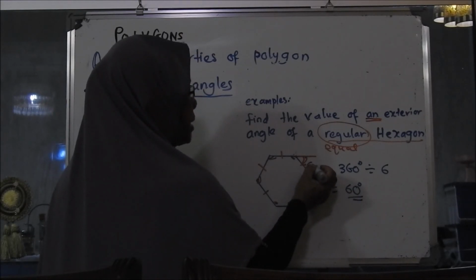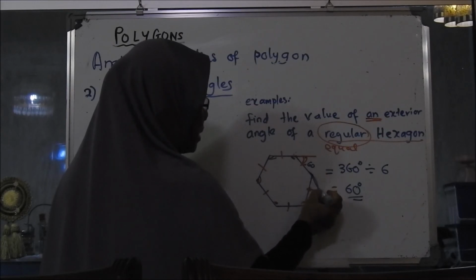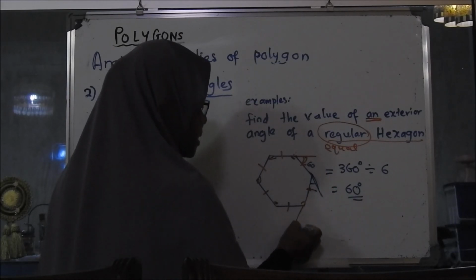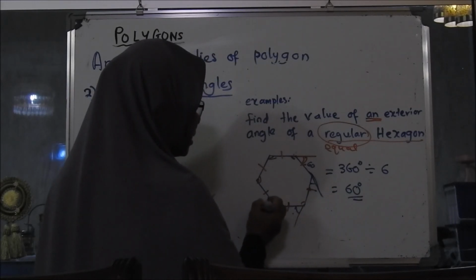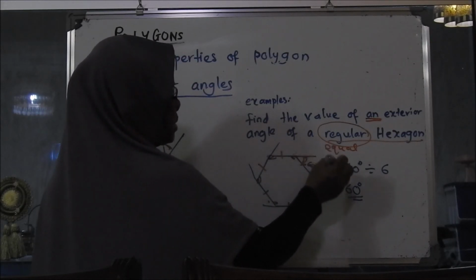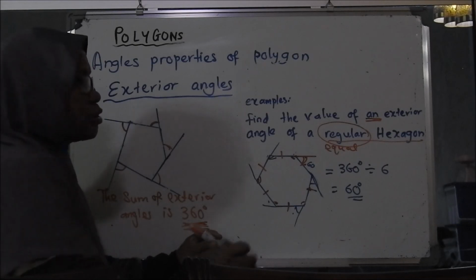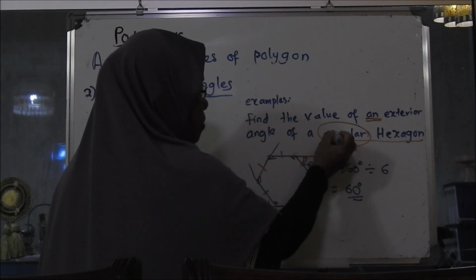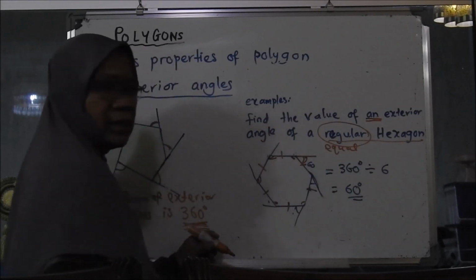So here is 60 degrees. This one, you extend this one, 60 degrees. This side also 60 degrees. This one also 60, 60. Now 60 degrees. All this one equal. But you must understand regular means equal.